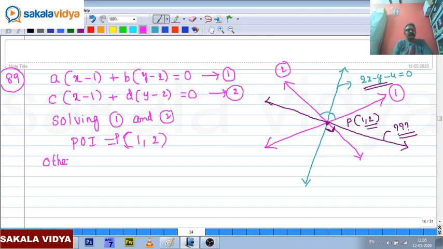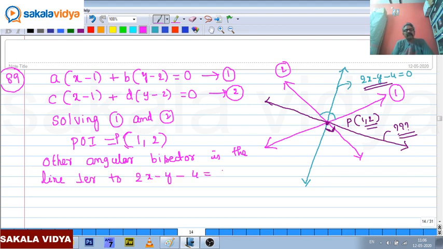The other angular bisector is the line perpendicular to 2x minus y minus 4 is equal to 0 and passes through P, 1 comma 2. So how to find it?